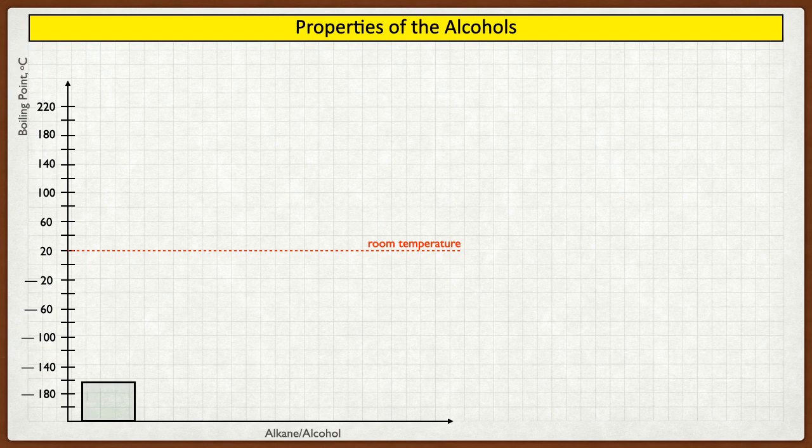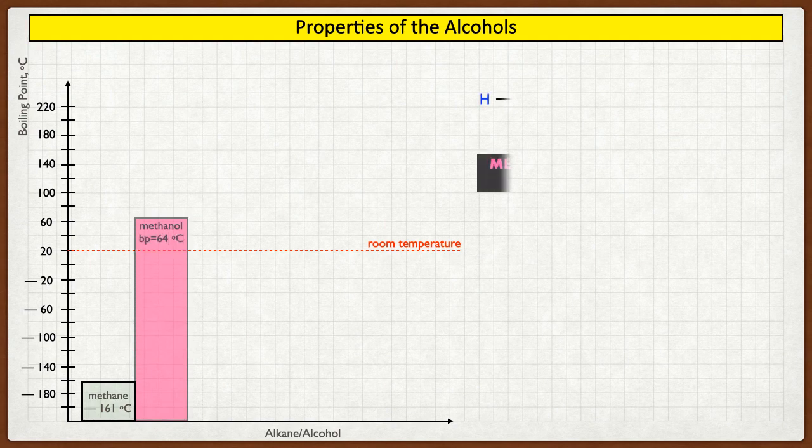So let's take a look at methane. Methane has a boiling point of minus 161 degrees Celsius. So above that, as we get warmer, it'll turn into a gas. And below that, as we get cooler, it's a liquid, until, of course, it'll turn into a solid. Now, methanol is its corresponding alcohol, and that has a boiling point of 64 degrees Celsius. So that's considerably higher. Now, what's the reason for that?